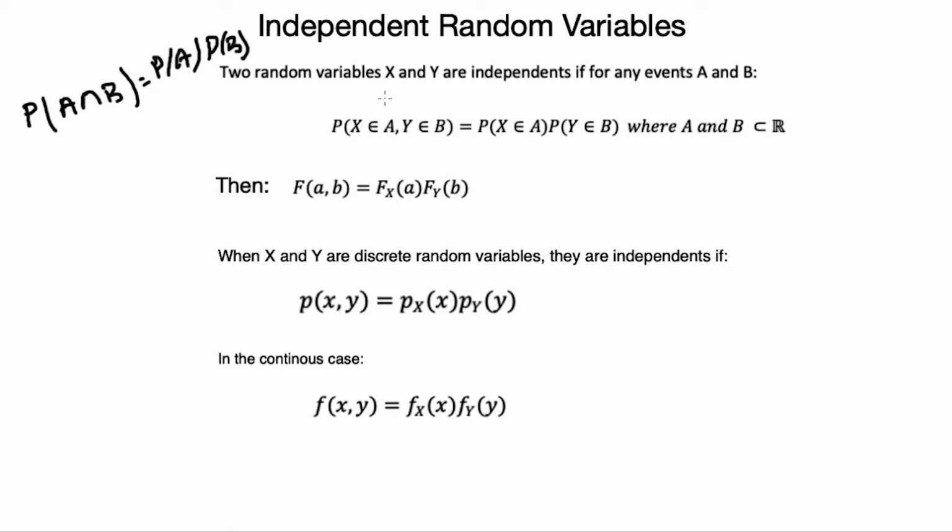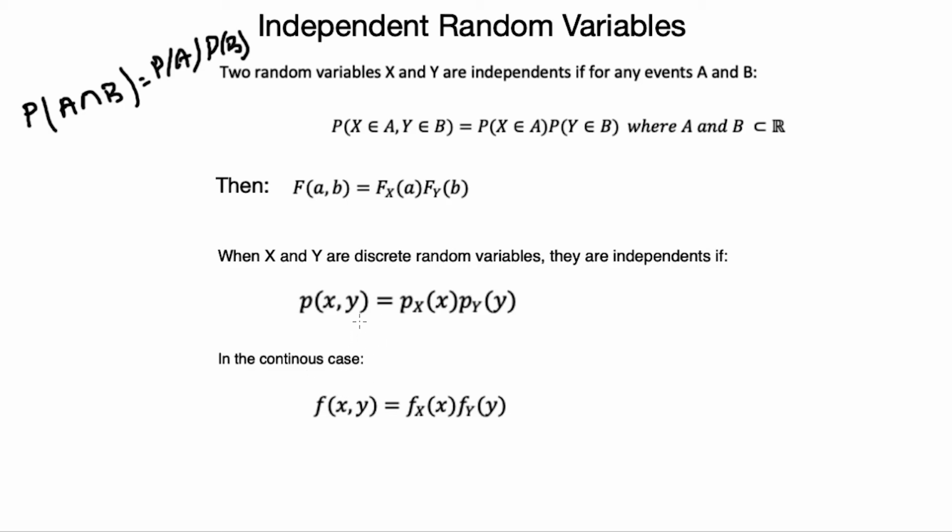If we have two random variables X and Y, we say that they are independent if the probability of X in A and Y in B is equal to the product of the probability of X in A and the probability of Y in B, where A and B are any subsets of R. Then we can get the CDF of two independent random variables: F(a,b) equals the marginal CDF of X times the marginal CDF of Y. And it is also defined for the PMFs and the PDFs.